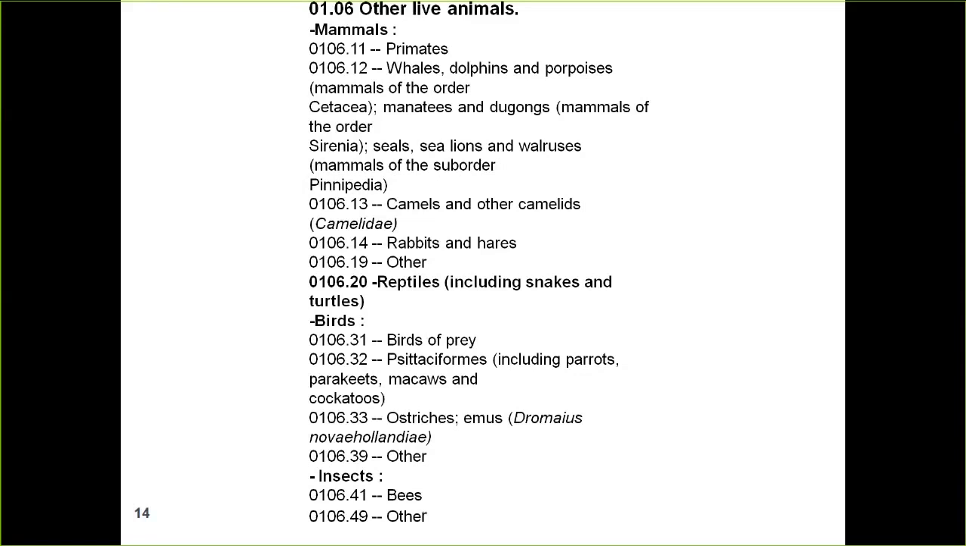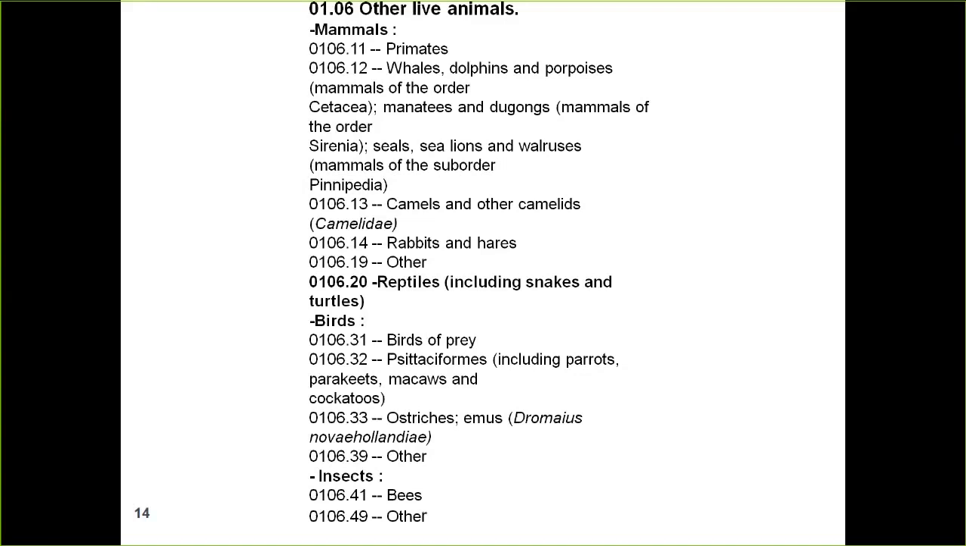Similarly, we are looking at birds, a primary subheading broken down into a number of secondary, or double dash, subheadings. Birds would include birds of prey. And then we have 010632, which would include your parrots, parakeets, macaws, and cockatoos. 010633, ostriches, and so on. And then all other live birds. So if you have a bird which cannot be classified among ostriches, parrots, and birds of prey, that would be under 010639. I think by now you should get the drift.